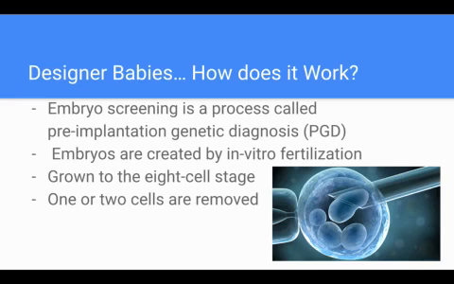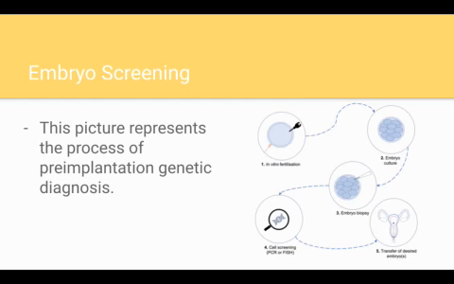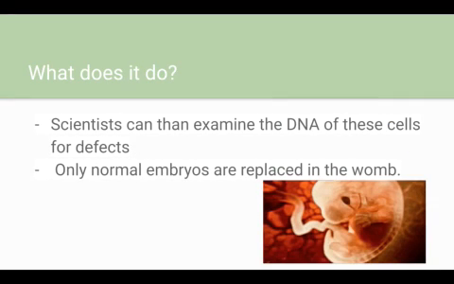This works through a big process that begins with embryo screening. Embryo screening involves a process called pre-implantation genetic diagnosis. Embryos are created by in vitro fertilization and grown to the 8-cell stage, at which point 1 or 2 cells are removed. This picture represents the process of pre-implantation genetic diagnosis, which again is the first part of how designer babies work. What this does is that scientists can then examine the DNA of these cells for defects, and only normal embryos are replaced in the womb.